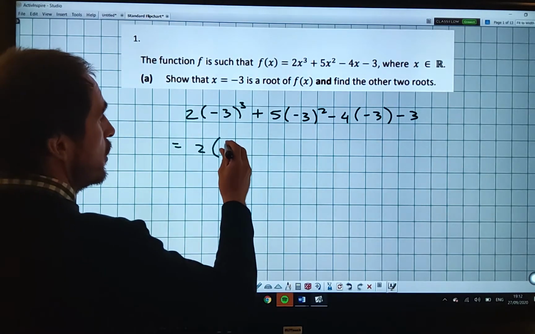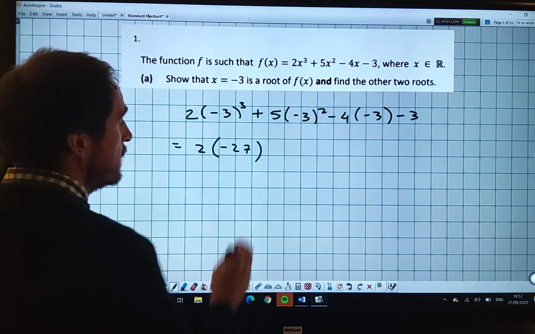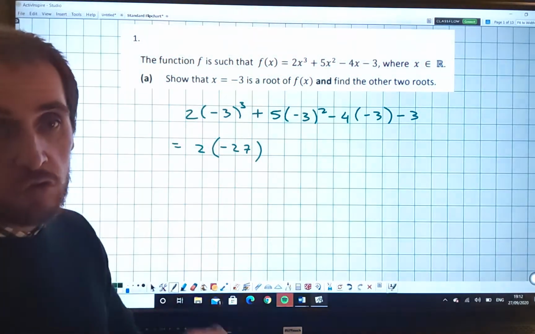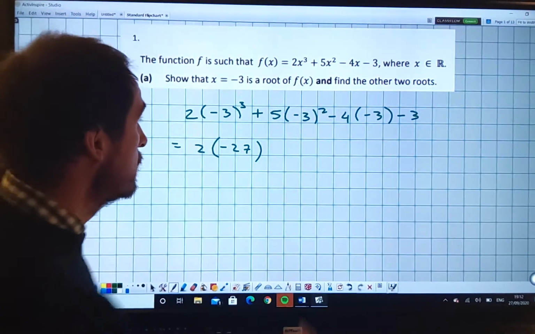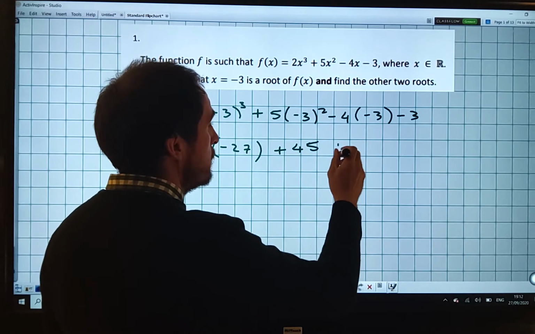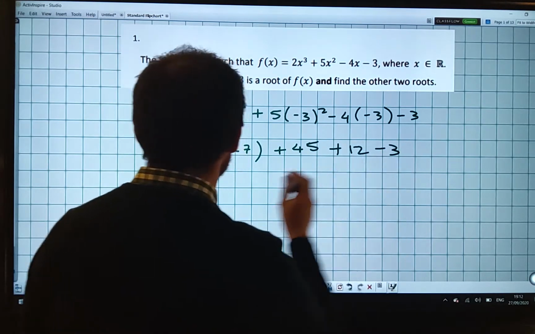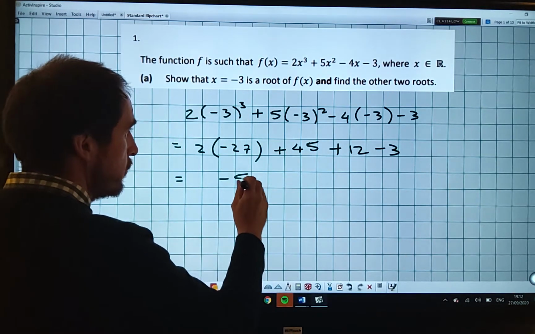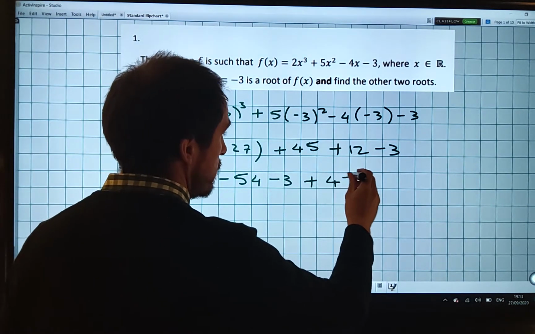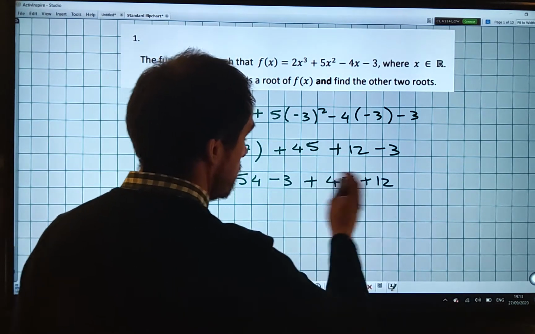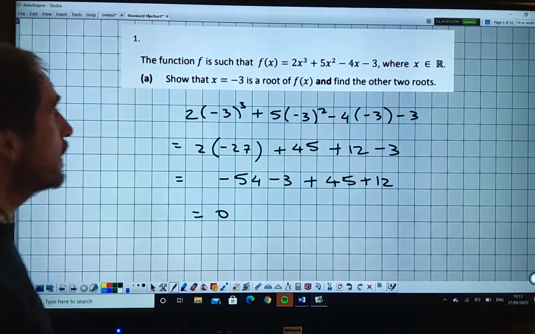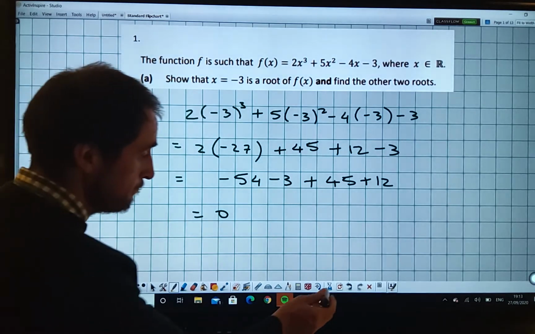So that's 2 times minus 27. Minus 3 cubed, it's important to remember that. It's minus 3 times minus 3 times minus 3. So 3 minuses give you a minus. That's a 9 times 5, so that's plus 45, plus 12, minus 3. So that's minus 54, minus 3, which is minus 57, plus 45, plus 12, is also 57. So that's equal to 0. So we know that x is equal to minus 3 is a root.